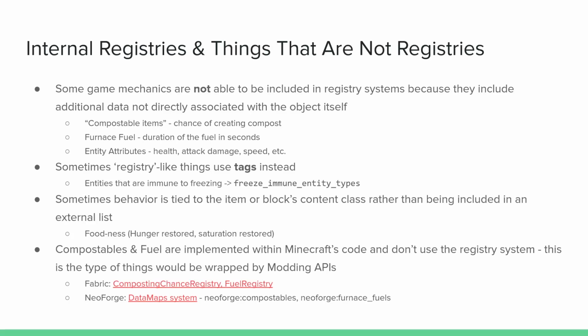Now, internal registries and things that aren't registries. Game mechanics that seem like they would be registries aren't registries because they store extra data associated with them. Compostable items have a chance of composting. That cannot be in a registry because that has additional data. Furnace fuels store the duration of their fuels. So it would make sense for that to be a registry, but it's not a standard registry API. Entity attributes are their own thing outside of entities themselves. And sometimes things that are basically just Boolean tags don't use registries.